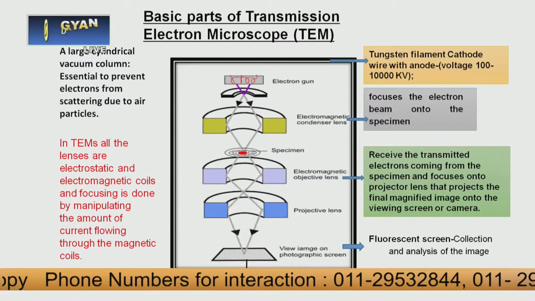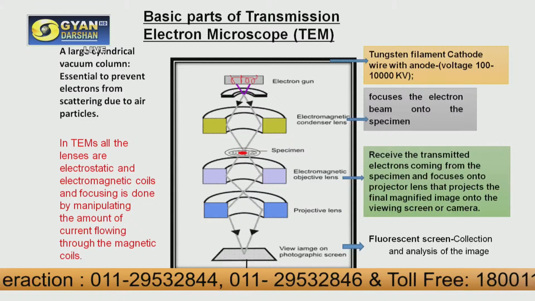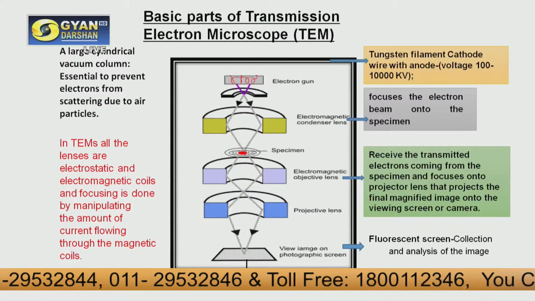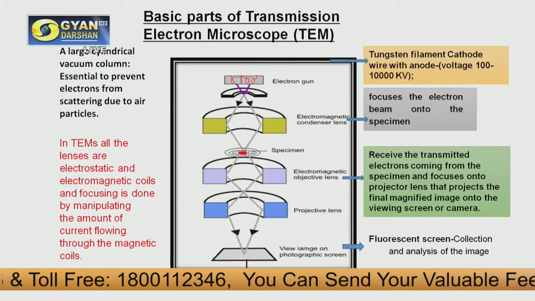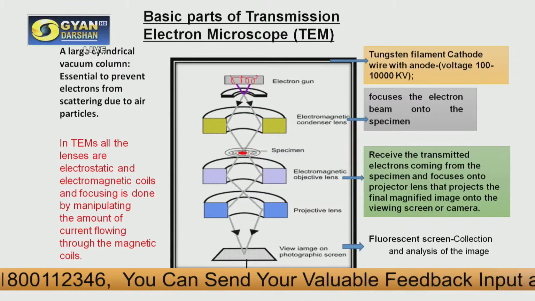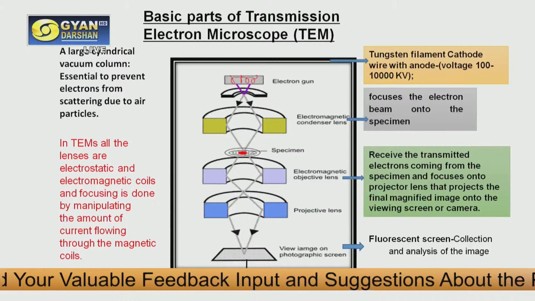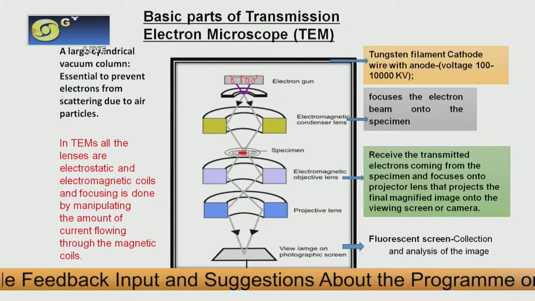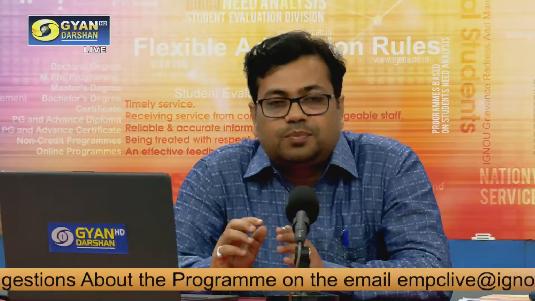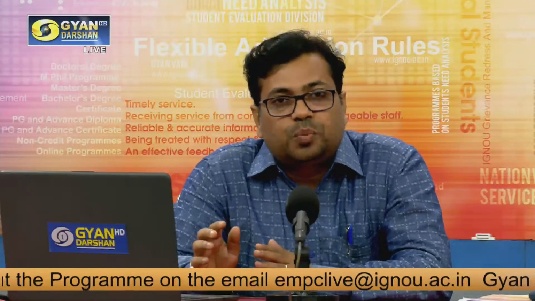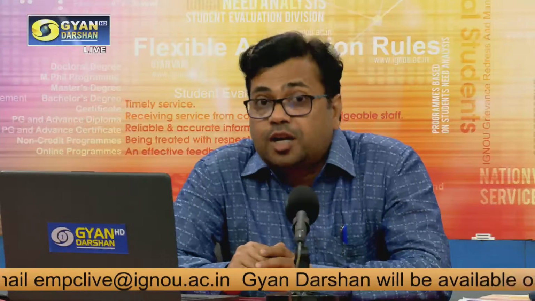So the electromagnetic condenser lens focuses the electron beam onto the specimen, the prepared specimen. Here the specimen is very thin, like 50 to 100 nanometers in size. We prepare the biological specimen in a different way. This is a complex process for biological specimens in electron microscopy as compared to the preparation of biological specimens in light microscopy.